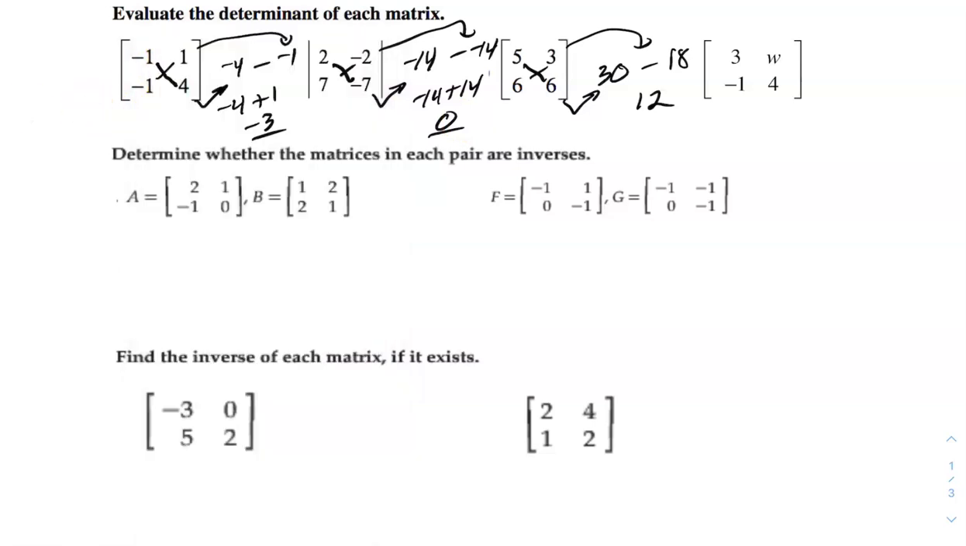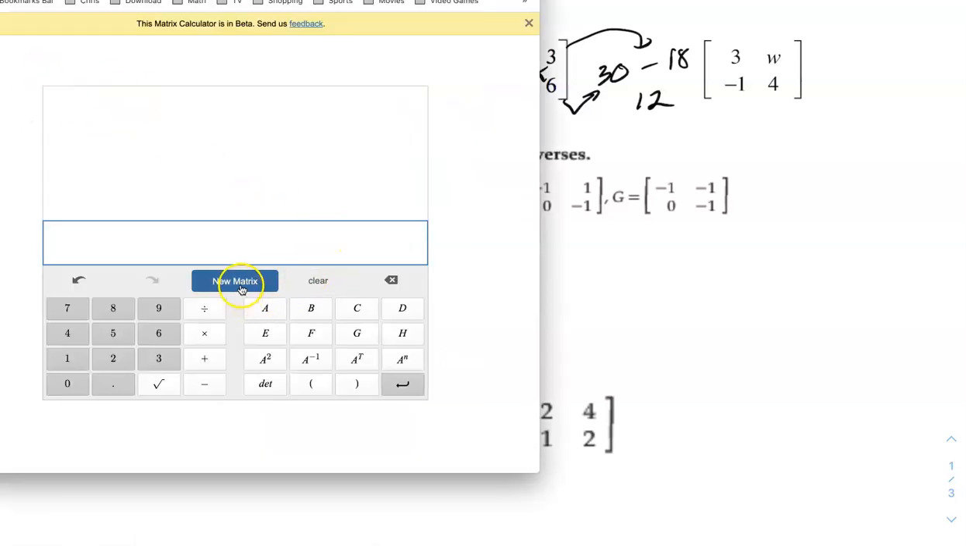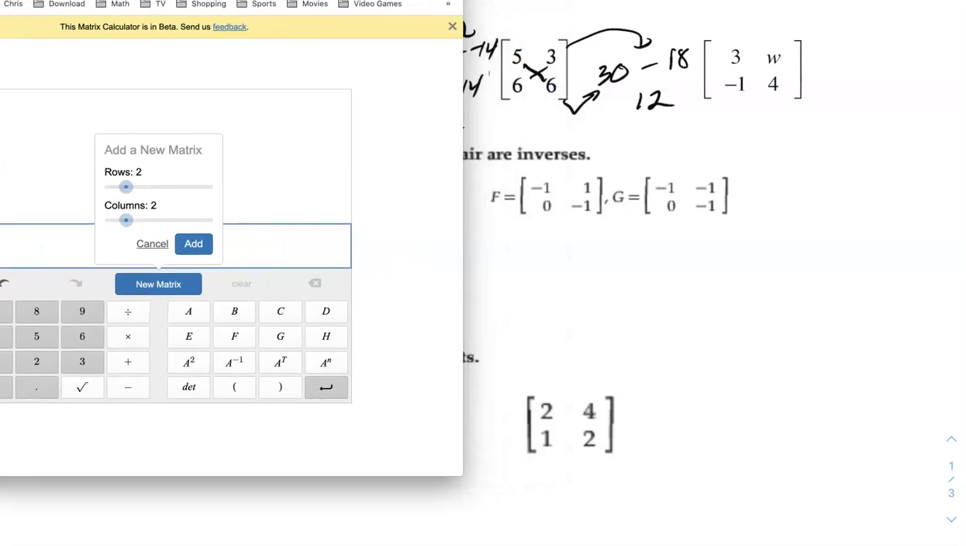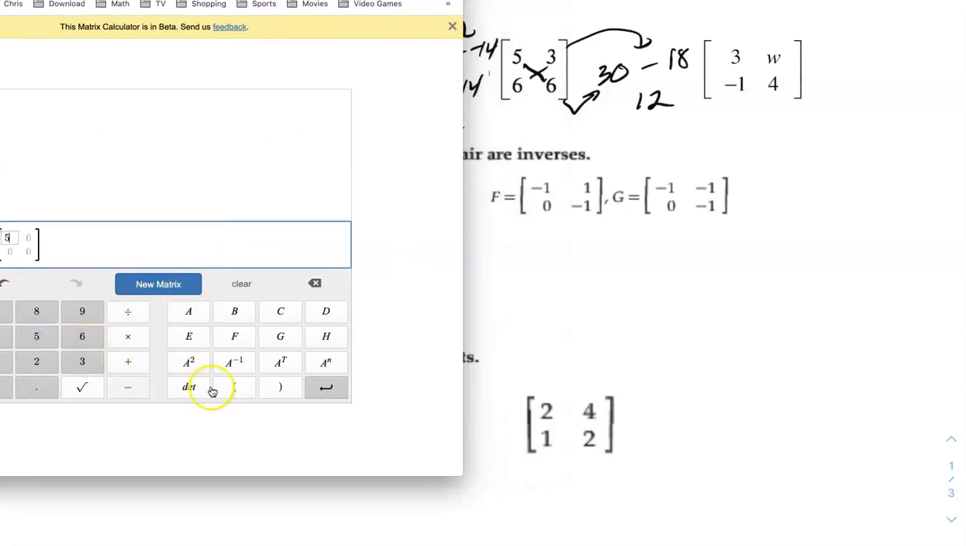You can also do it on Desmos, right? So you have to put a new matrix in. A new matrix of, there we go, 2x2, 5, then I have to hit here, 3, 6, and 6. So remember, you just press enter so that now it knows what A is. And then over here you put determinant, and you press A. And you get your answer, 12.